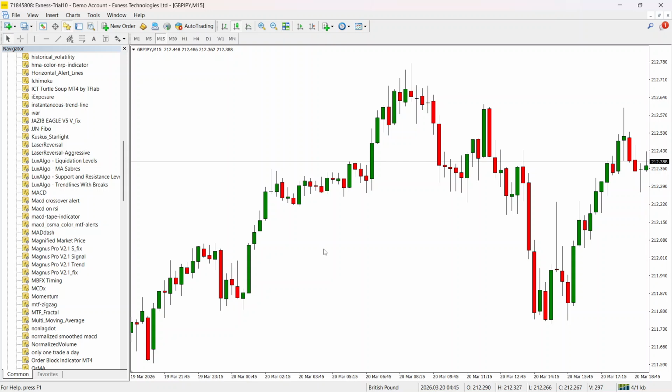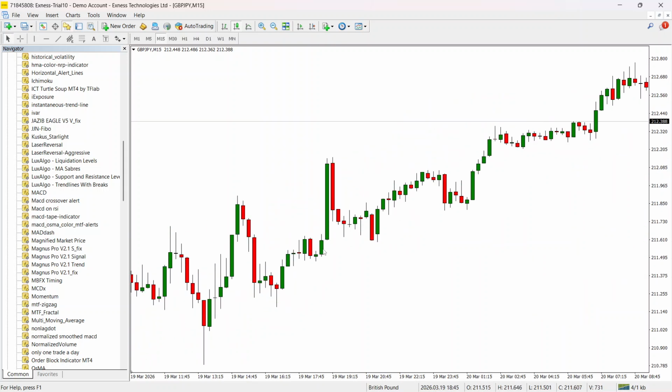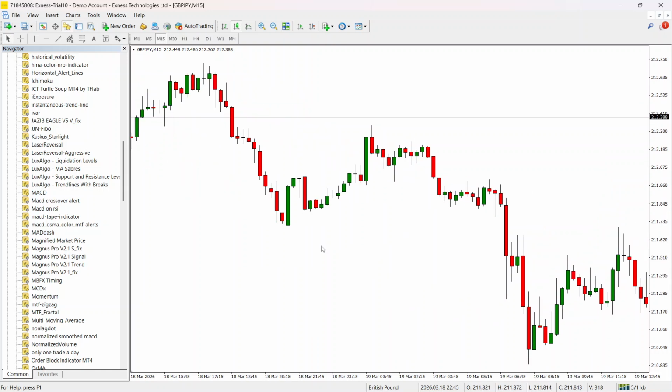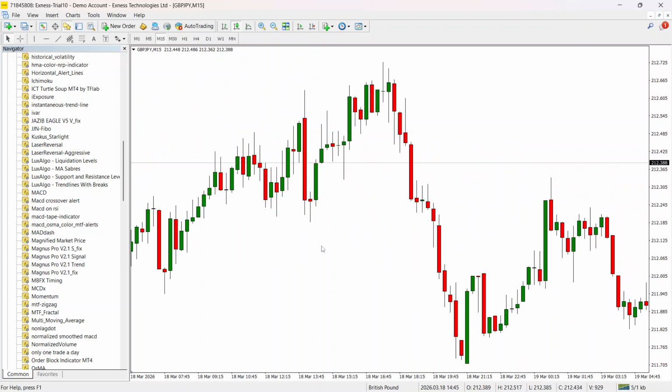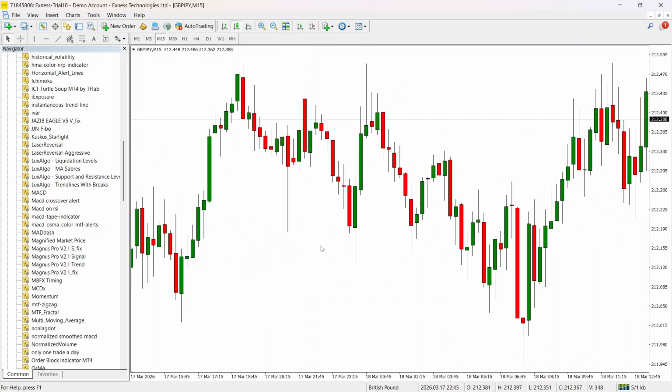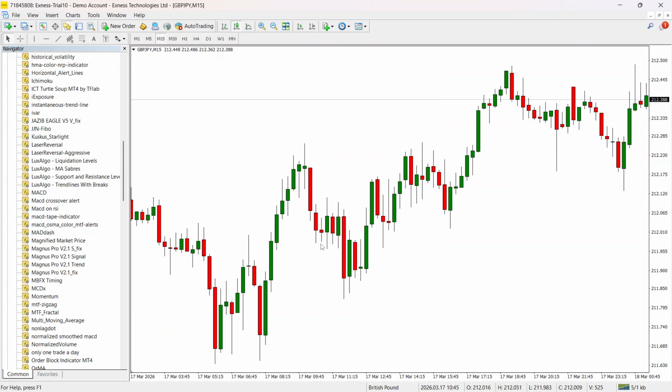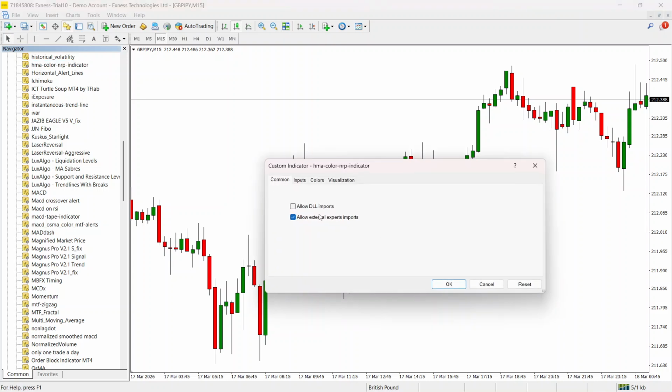Traders, in today's video, we'll be looking at the HMA Color NRP Indicator for MT4. This tool plots a Hull moving average that changes color with the trend direction and does not repaint, giving you a smooth, fast trend line that stays fixed once a bar closes. I just want to load the indicator on the chart so you can see how it looks in real time.